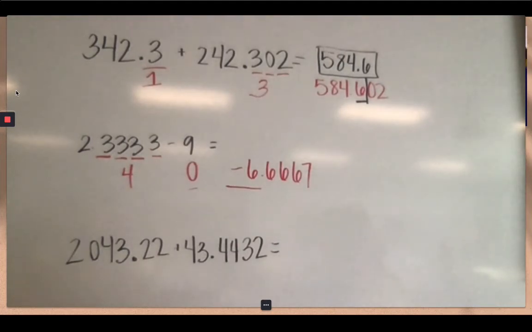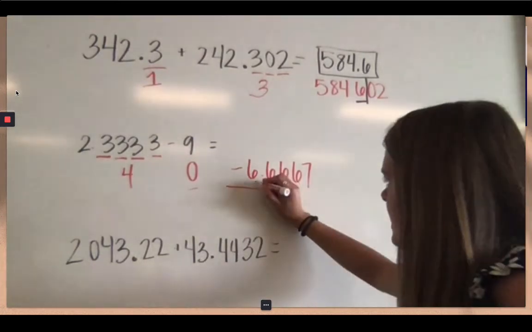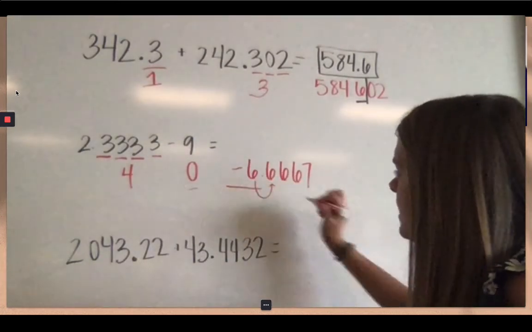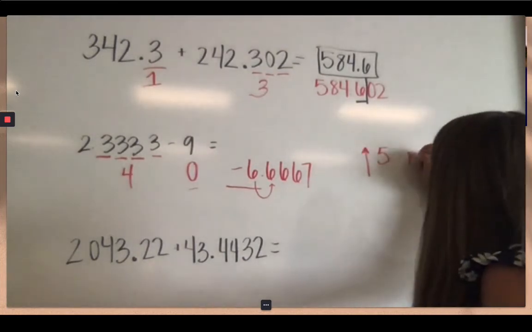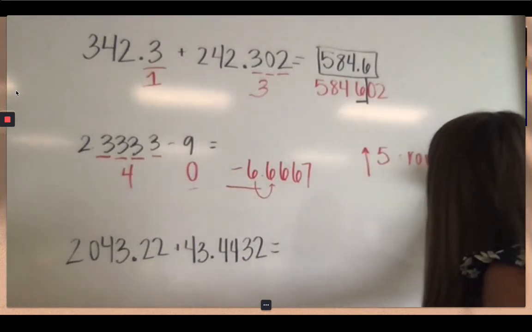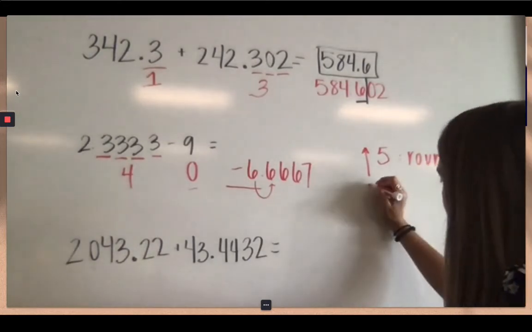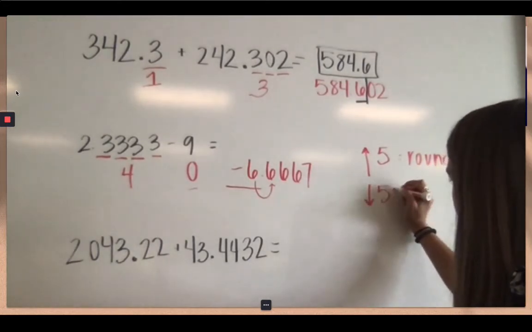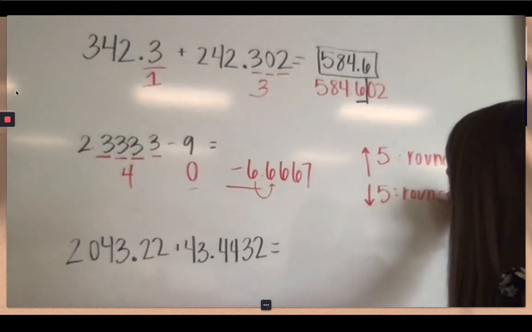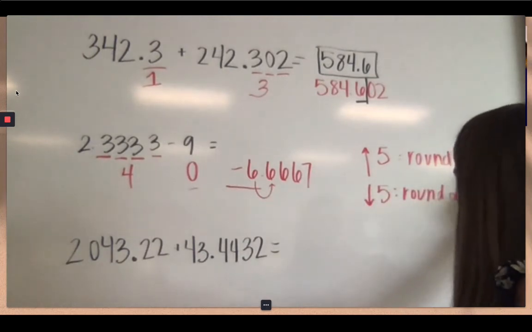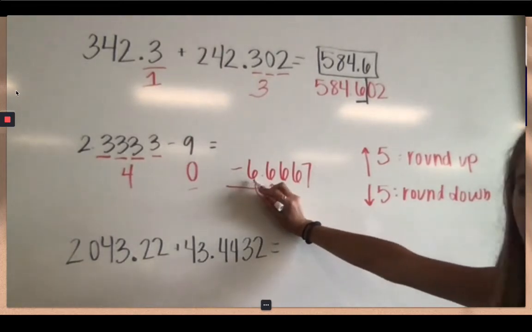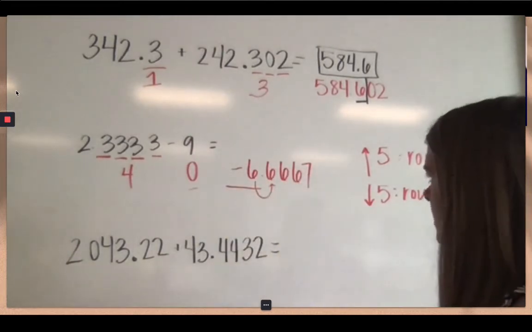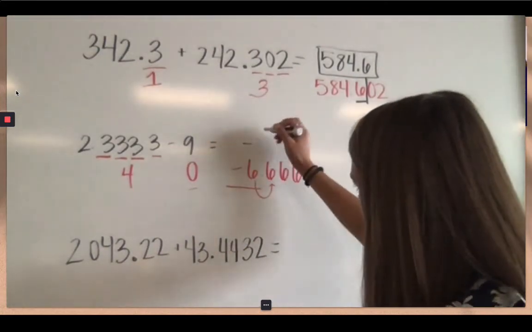No, we need to take rounding into account. So remember, when you round, you're going to look at the next number. If that number is greater than 5, you're going to round up. And if that number is less than 5, you're going to round down. And if it is 5, again, you round up. So this is greater than 5, so we're going to round this number up. So our final answer is going to be negative 7.